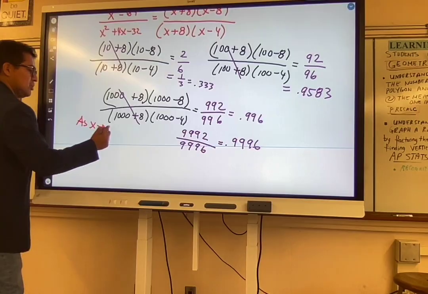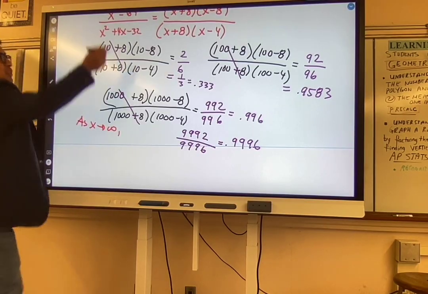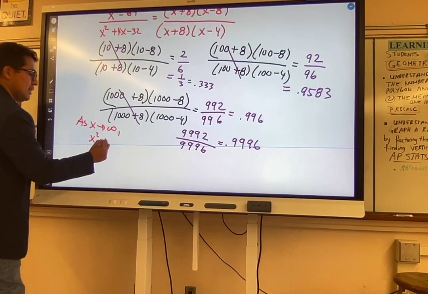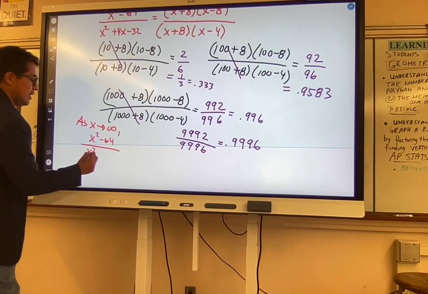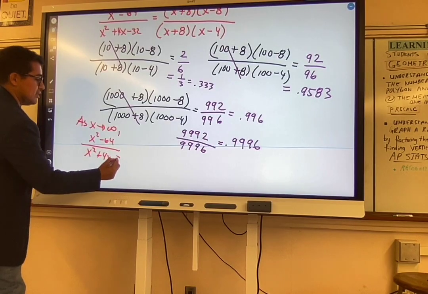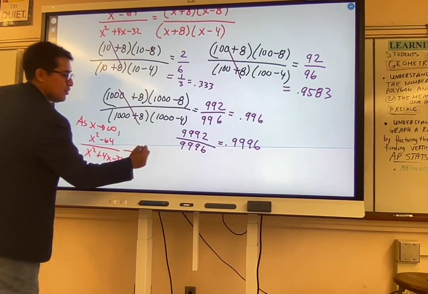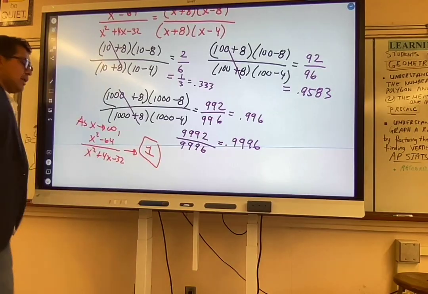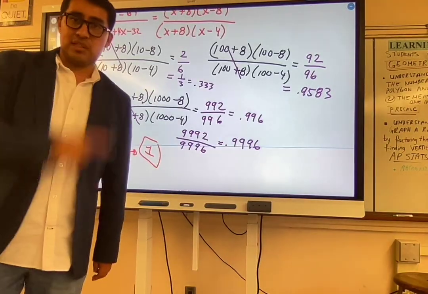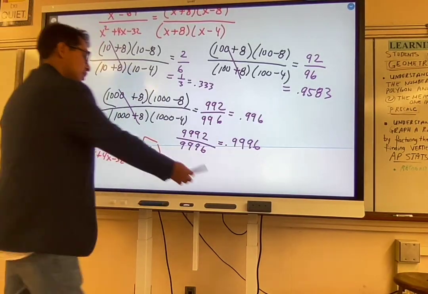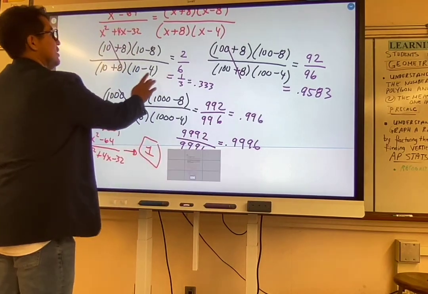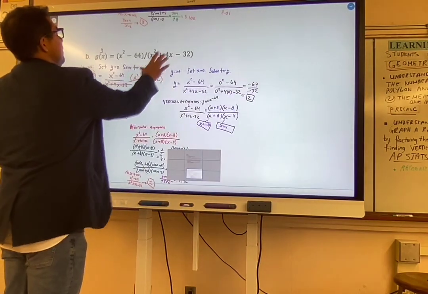As x goes to infinity, my original expression, the x squared minus 64 all over x squared plus 4x minus 32, becomes very, very close to the value of 1, okay? In the long run, that's what we're talking about, horizontal asymptotes, okay? So there you go. That is our pre-calculus practice exam B.